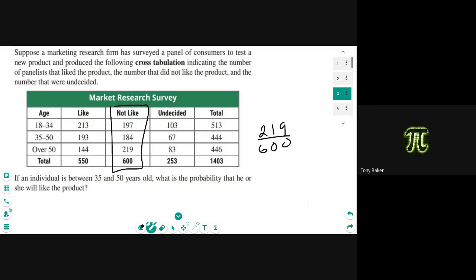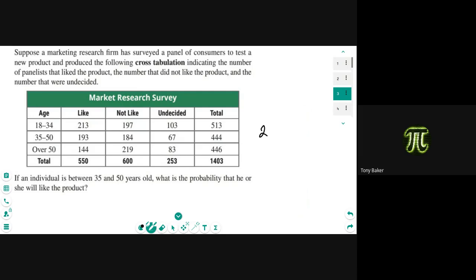Okay. So out of the 600 people that don't like the product, over 50 is 219. So if I know the person didn't like the product, there's 219 of them that are over 50. That'd be the chance that I'd pick one of them. That would be that probability. Okay.